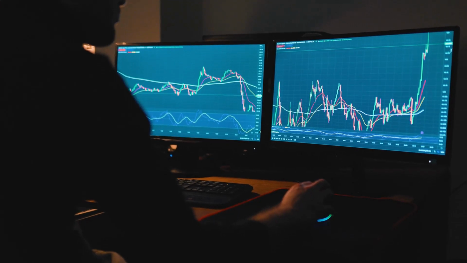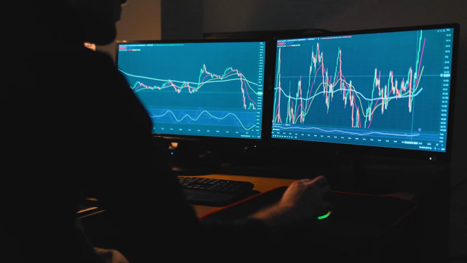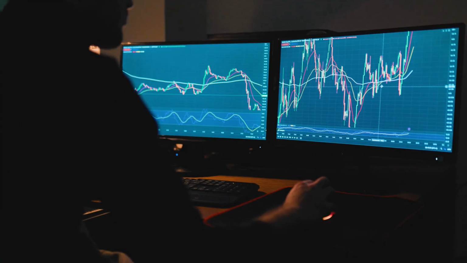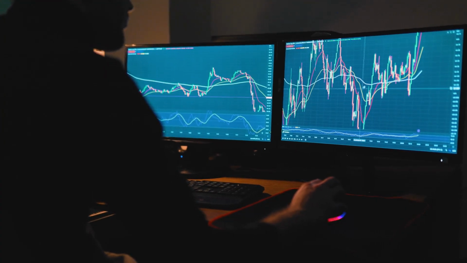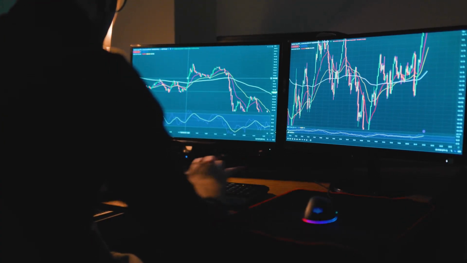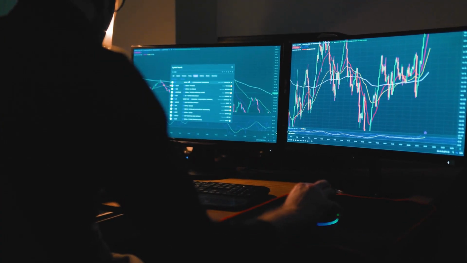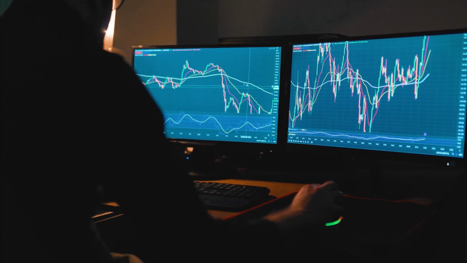Every trader has heard the phrase, follow the trend. But how do you recognize trends, reversals, and key market moves? The answer lies in market structure.